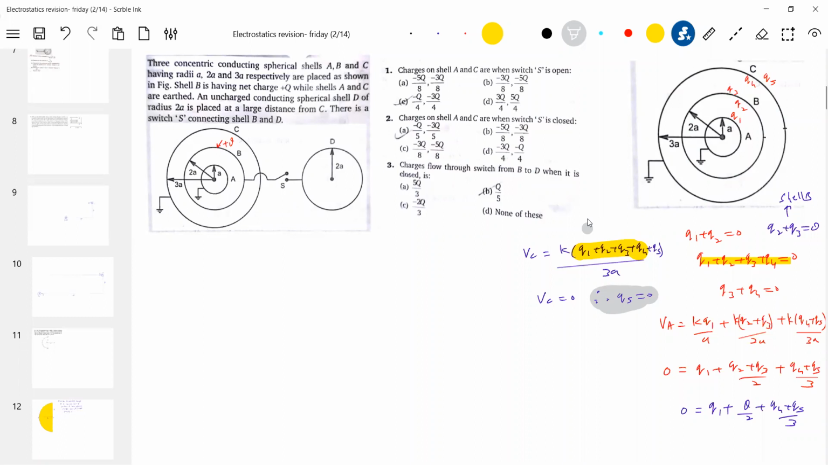What is Q4 plus Q5? It should be 0, no? Because what is the net charge of shell C? Initially, there was no charge on shell C, so that also we should write. So Q4 plus Q5 is also 0. With this, what happened? Q4 plus Q5 is 0, so we'll get the value of Q1. Q1 equal to minus Q by 2.